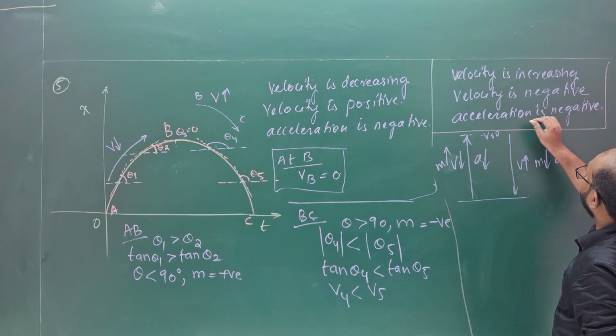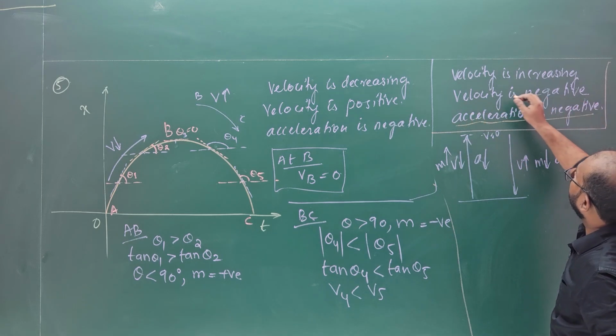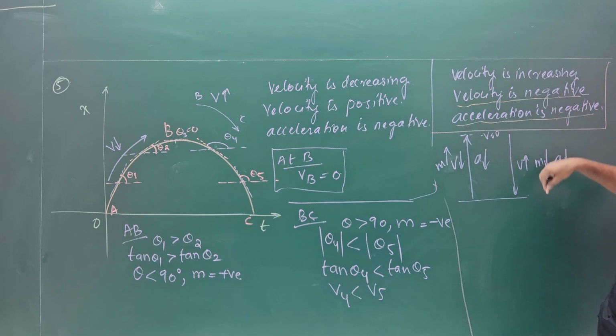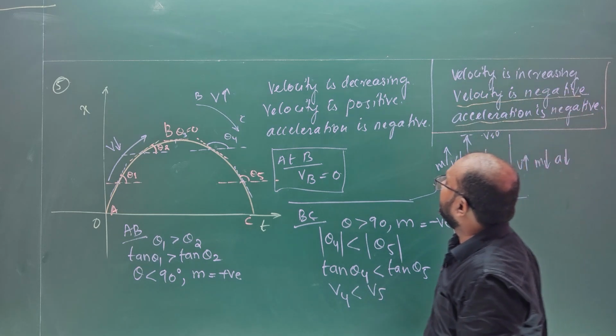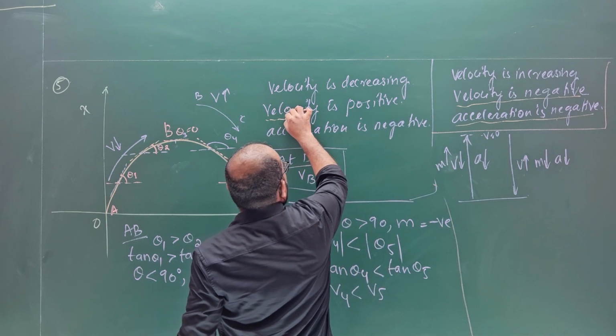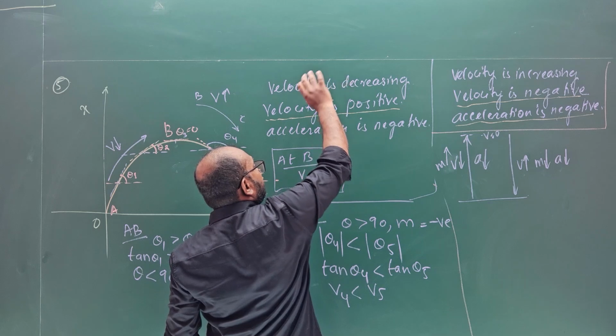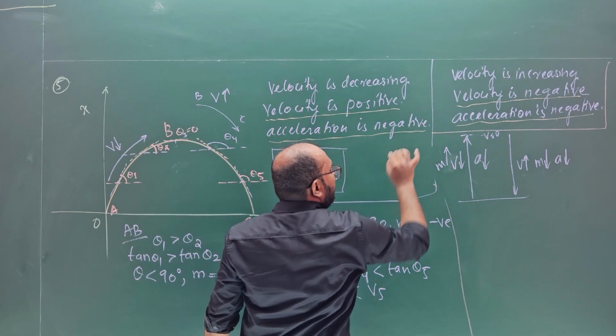See here, acceleration negative, velocity is negative, both are in the same direction. That means they are returning from the peak, that means from H max. So here velocity is positive, that means body is going in the upward direction, but it is decreasing, but acceleration is in the negative direction.